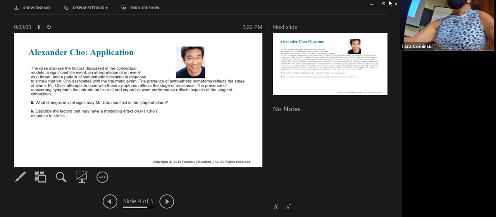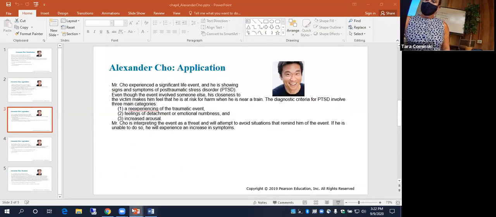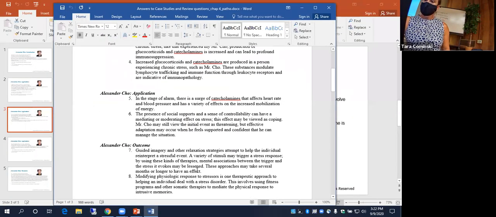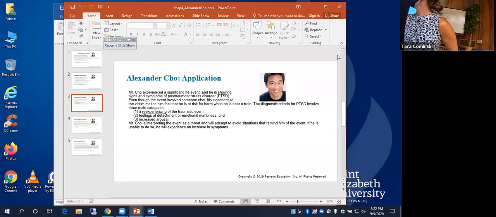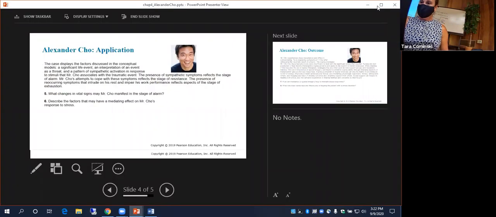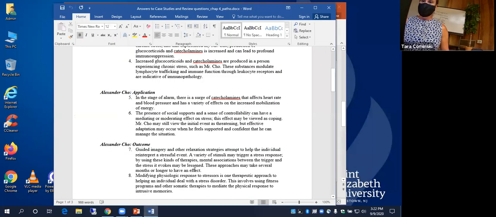Let's pull what other symptoms they showed here. Blood pressure, increased heart rate. Oh, what is this doing? I quit. I don't know why it's doing that. It won't go away. There you go. All right.